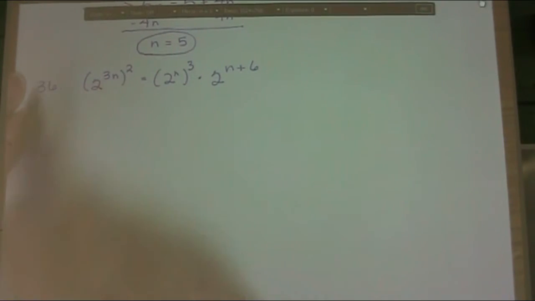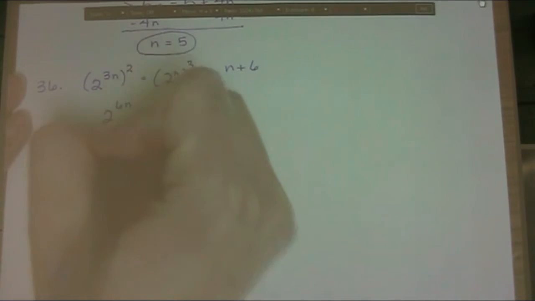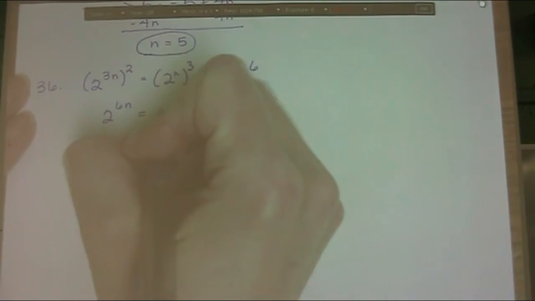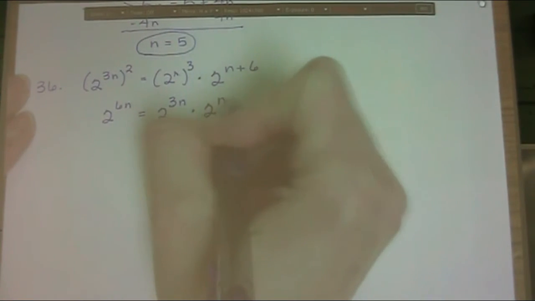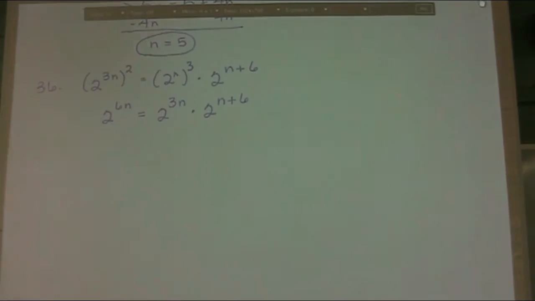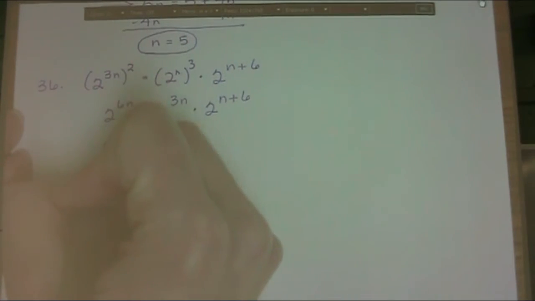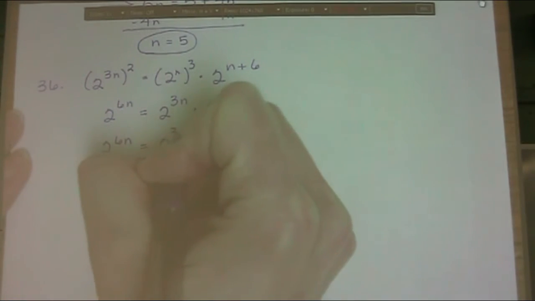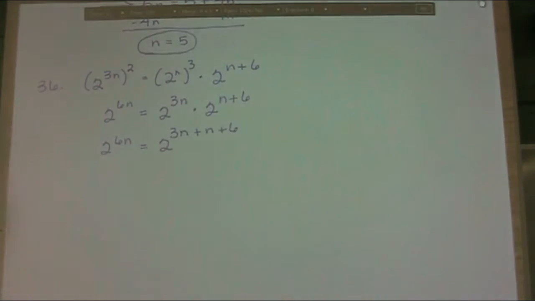I'm going to have 2 times 3n gives me 6n. So this is 2 to the 6n power. Here, multiply the n and the 3 and I get 3n. So this is 2 to the 3n times 2 to the n plus 6. Now, I'm going to use my product rule that says that I'm going to add my exponents. I'm going to do that on the right-hand side. So I have 2 to the 6n power equals 2 to the 3n plus n plus 6 power.